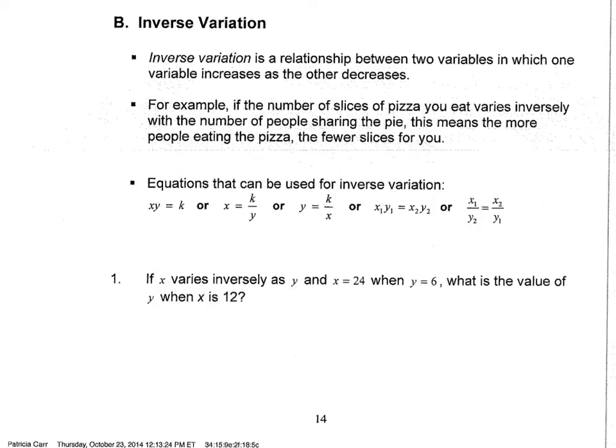The equations for inverse variation are as follows. The one that you need to memorize and the one that we're going to use is this one right here: x1 is to y1 as x2 is to y2. So you are going to have to memorize direct and inverse variations in order to be able to use them. With that being said, let's move on to example number 1. In example number 1, it says x varies inversely. Varies inversely means we're going to use x1 is to y1 as x2 is to y2.